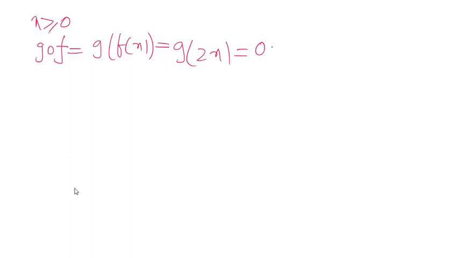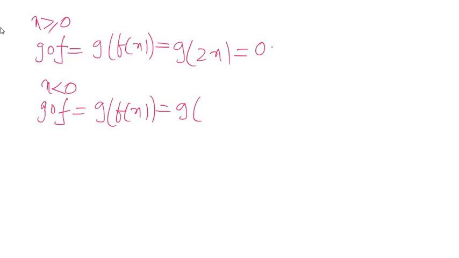Now, what will happen if x is less than 0? For the value of x less than 0, g of f of x can be written as g of 0. Now, g of 0 will be 0 because the value of g of x, if x is less than 0, is minus 2x, and that can be multiplied with 0.